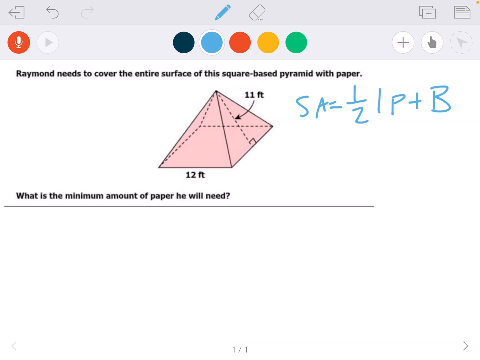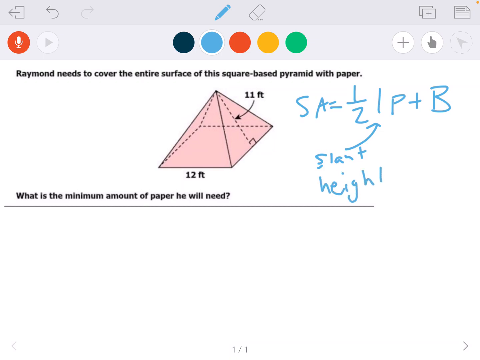So again, on your formula sheet that you will have access to, there is the formula for the surface area of a pyramid. I have it on the screen in blue. There's a couple of things here that we need to make sure we know. 1/2 LP plus big B. So our L is our slant height.